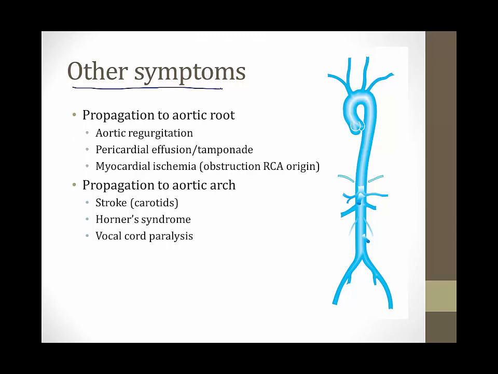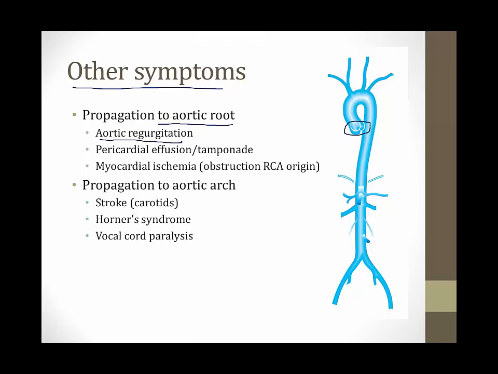So first let's talk about what happens if a dissection propagates to the root of the aorta. Remember that the heart is sitting at the root of the aorta, so is the aortic valve. It's this portion I'm circling with my pen. So if that portion of the aorta dilates and stretches from a dissection, that can cause aortic regurgitation.